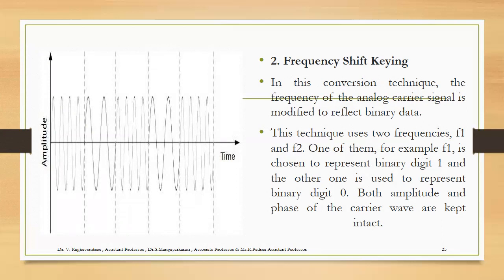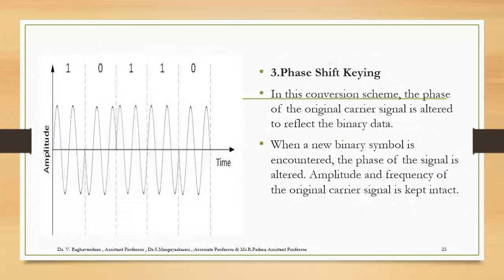This is the diagram example of frequency shift keying. Here we are going to use two different frequencies. One is known as F1, the other is represented as F2. The single small amplitudes are represented as F1. The biggest amplitudes are represented as F2.